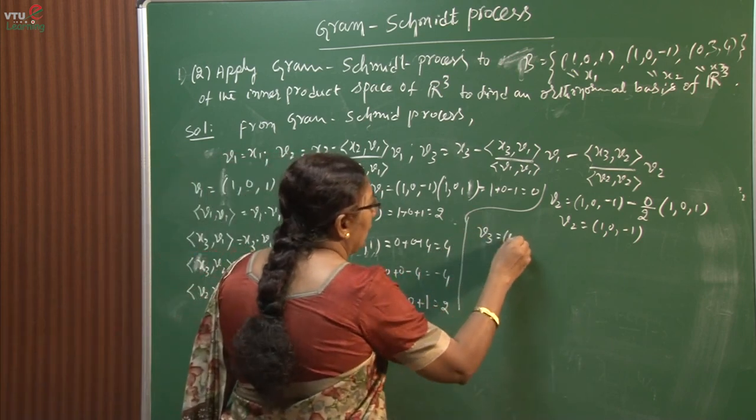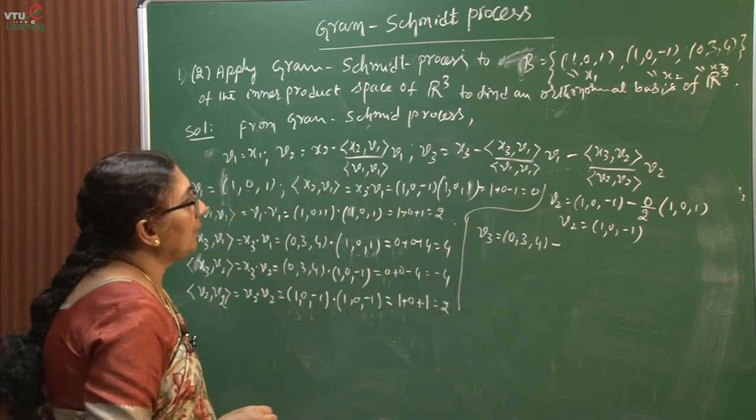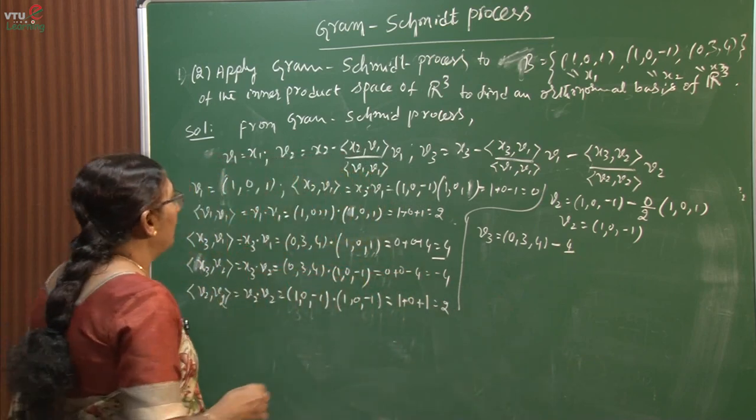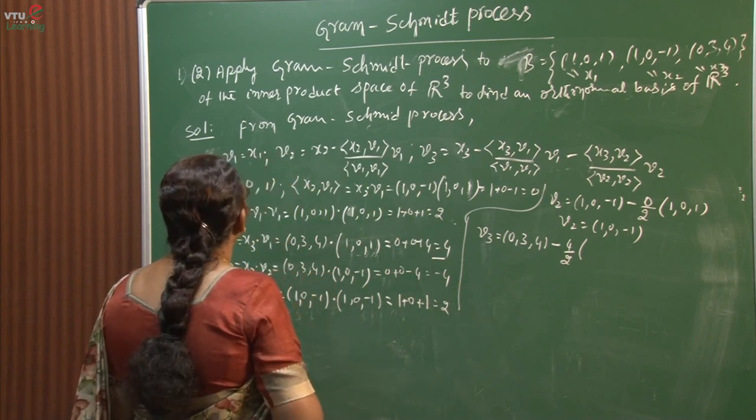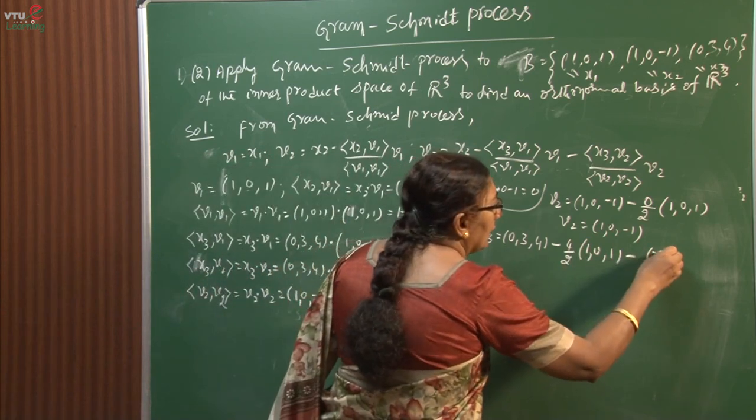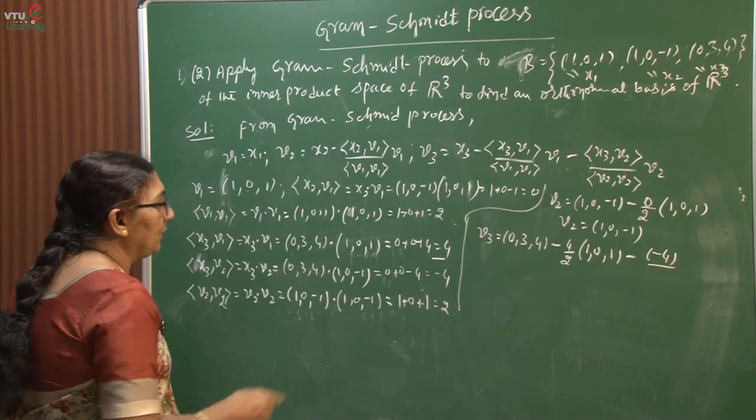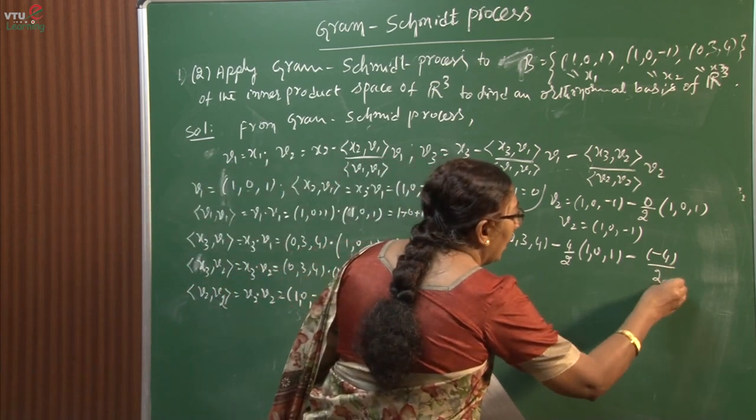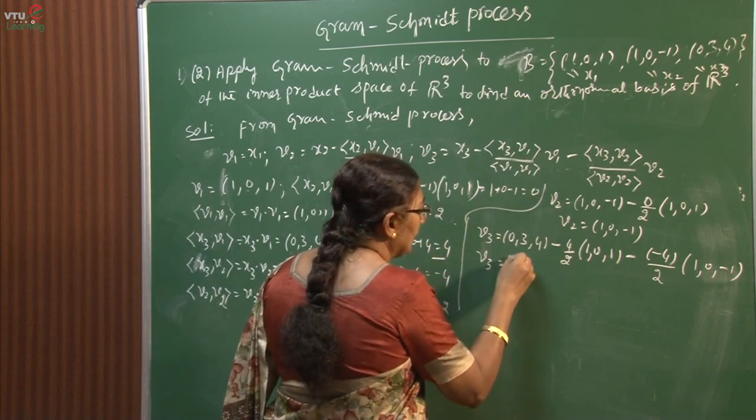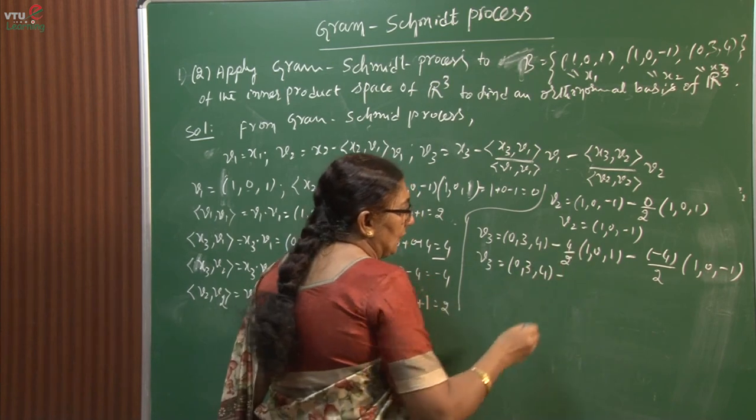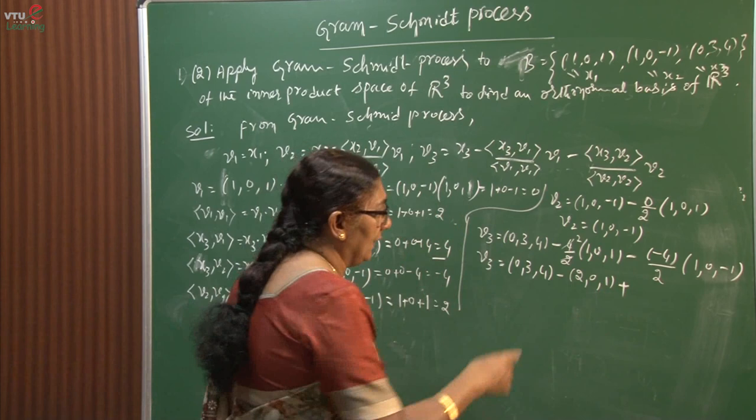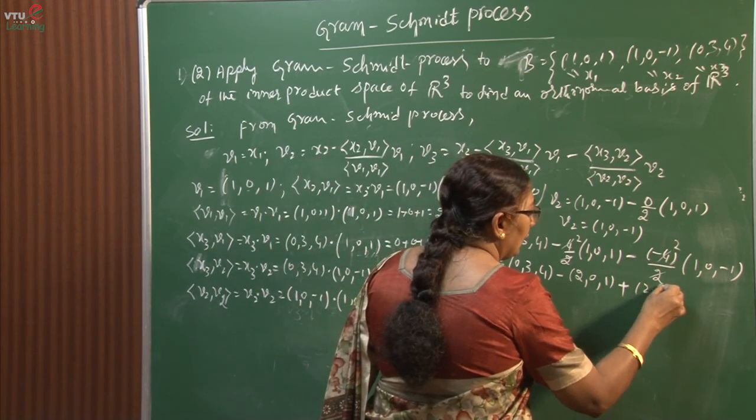V3 is nothing but X3. X3 is 0, 3 and 4 minus the inner product of X3 comma V1. What is X3 comma V1? It is 4, divided by the inner product of V1 comma V1, which is 2, into V1. What is V1? 1 comma 0, 1. Minus the inner product of X3 comma V2, which is minus 4, divided by the inner product of V2 comma V2, just now we calculated that value also, 2, into V2. What is V2 here? We already wrote 1 comma 0 minus 1. Simplify that. Therefore, V3 is nothing but 0, 3, 4, minus 4 ones are 4, twos are 2, ones are 2, twos are 2 comma 0 comma 1, minus into minus plus, again we get 2, 2 comma 0 minus 1.